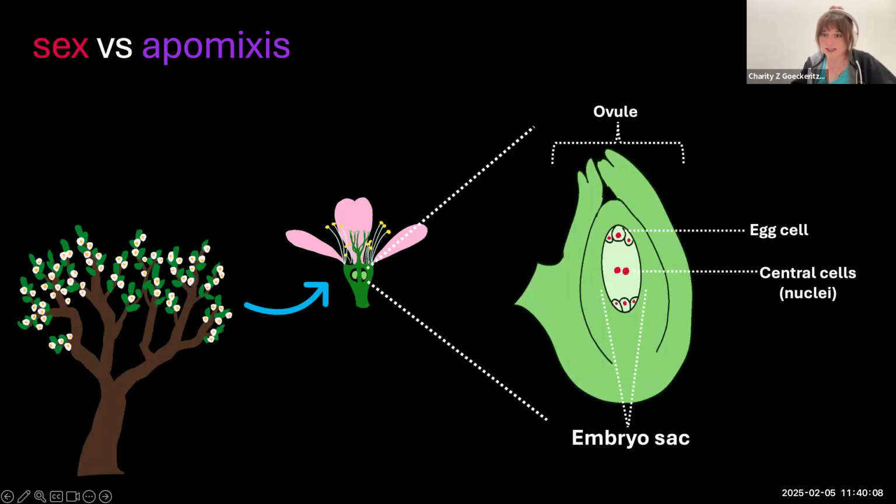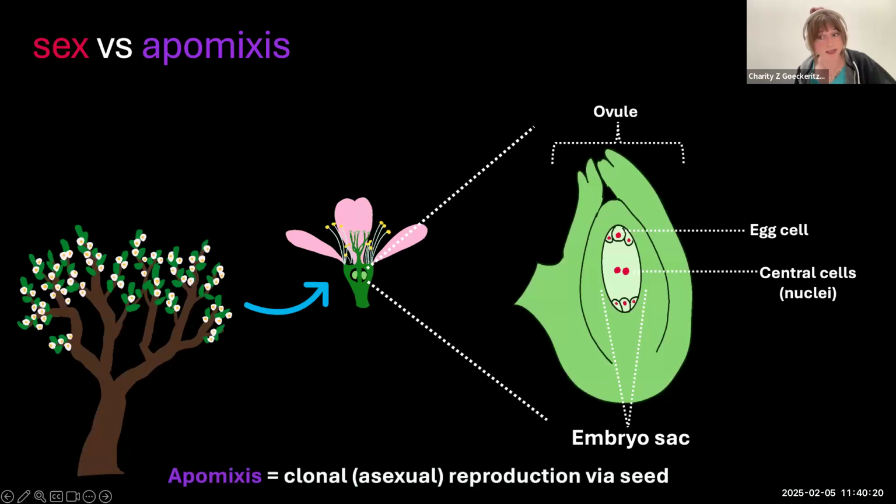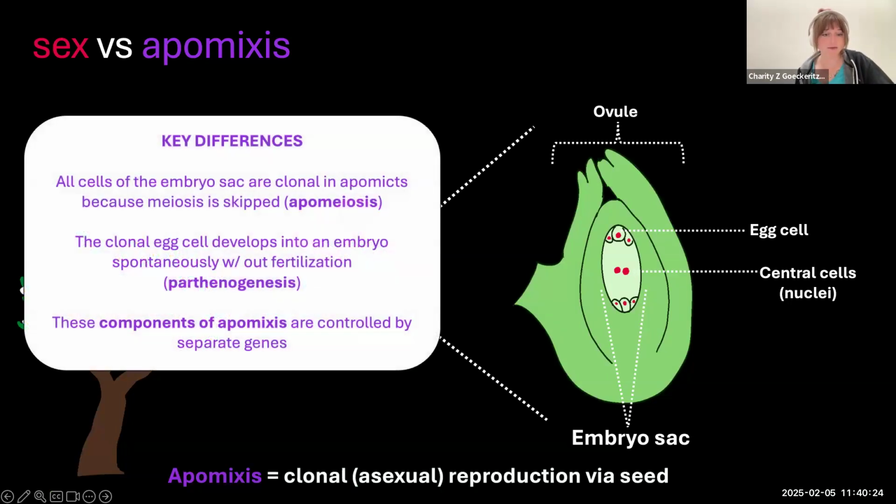The most important cells in the embryo sac for plant reproduction are the egg cell and the central cell. Both need to receive sperm from pollen in order to form a healthy seed if we're talking about a sexually reproducing plant. But for apomictic plants, which can reproduce clonally via their seed, there are a few key developmental differences. The first is that the cells of the apomictic embryo sac are clonal because during embryo sac formation, meiosis is skipped. It's replaced with mitotic divisions, and we call this process apomeiosis.